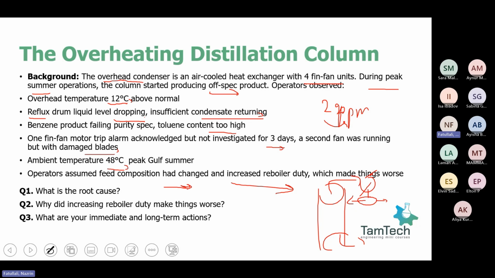And you have 3 questions. The first one is to analyze what the actual root cause is and what you check first. The second question is, why did increasing reboiler duty make things worse? And the third, what do you do right now to fix it, in the short term and in the long term? That's all about the case study. Take your 5 minutes, think about the air cooler, and write your answer in the chat. We will read it, and then we will go to the solution of the case study.